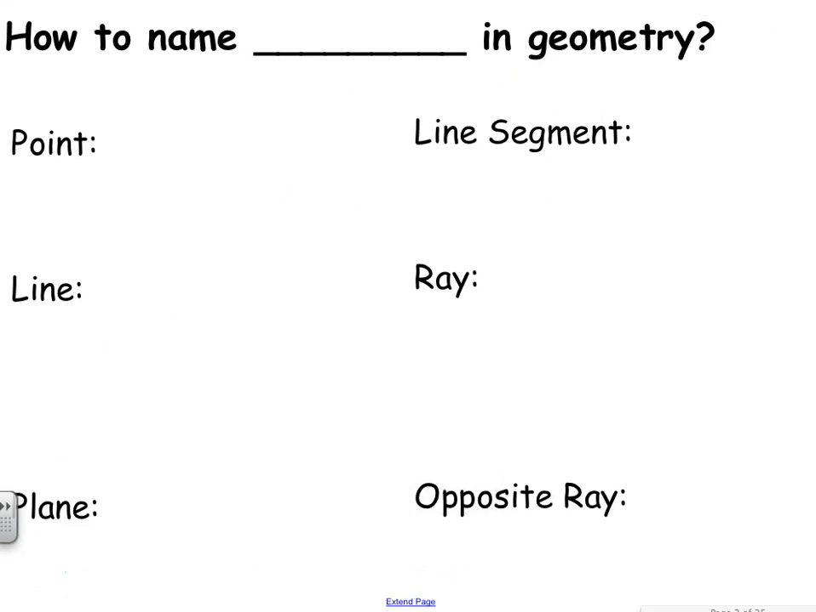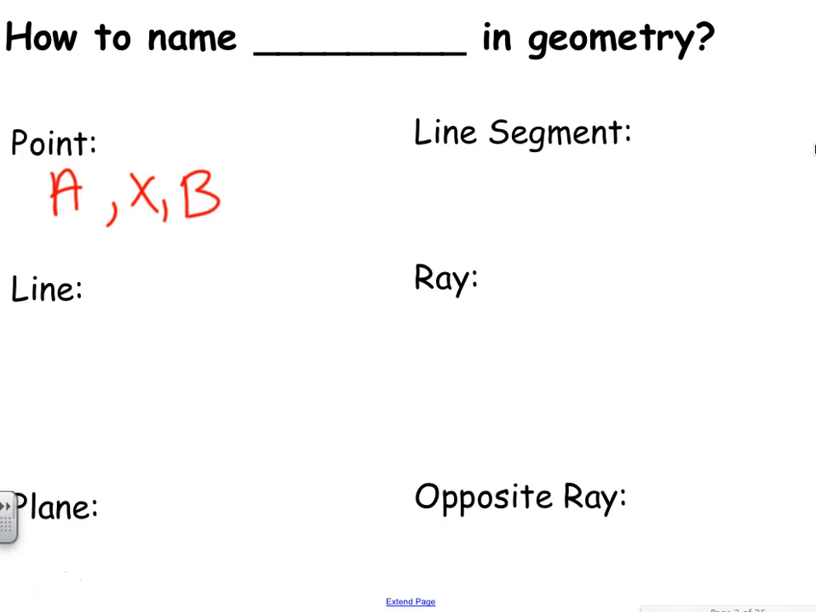Okay, so first off, how you name a point is with a capital letter, A, or any letter you want. So you could say A, X, B, etc. So that's how you name a point. If you name multiple ones, you put commas in between.